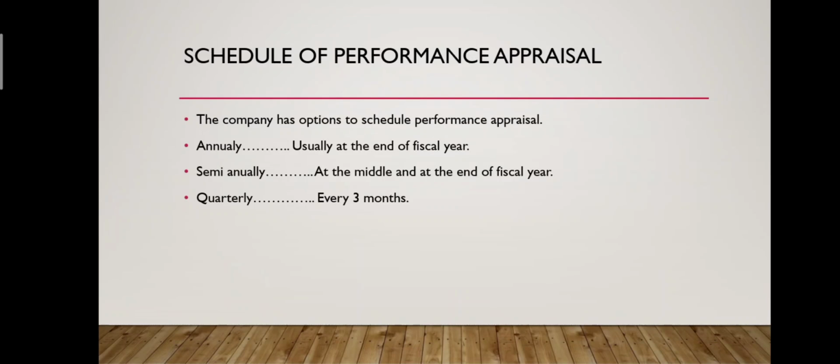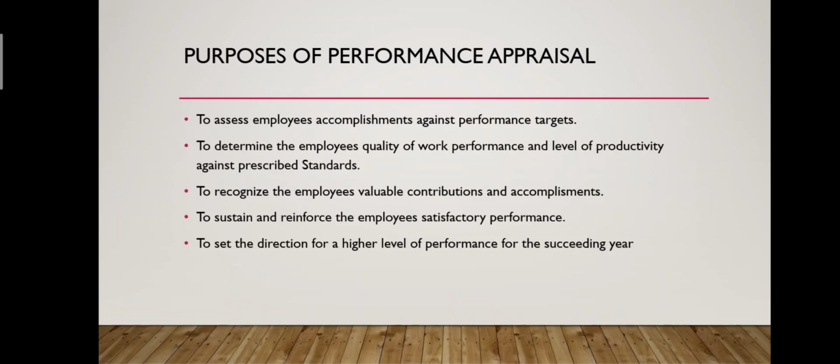So, schedule of performance appraisal. The company has options to schedule performance appraisal annually, usually at the end of the fiscal year, semi-annually at the middle and at the end of the fiscal year, or quarterly, every 3 months. So, here are the purposes of performance appraisal. First is to assess employees' accomplishments against performance targets, to determine the employee's quality of work, performance, and level of productivity against prescribed standards, to recognize the employee's valuable contributions and accomplishments.